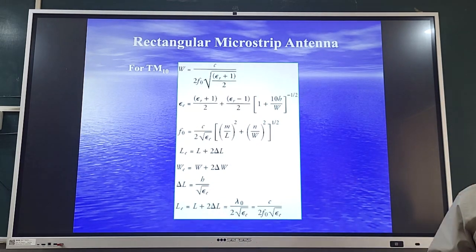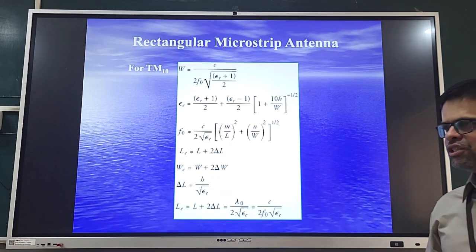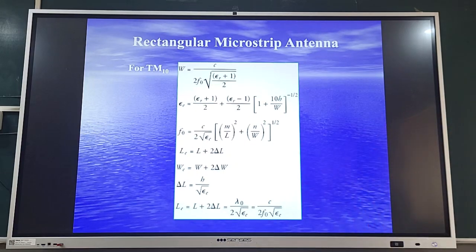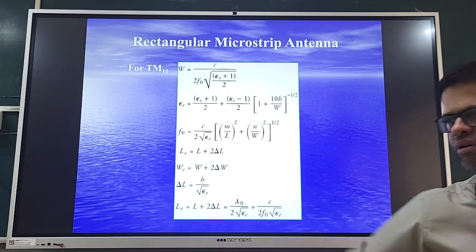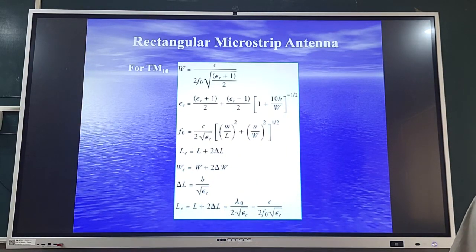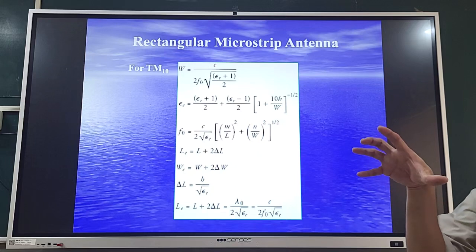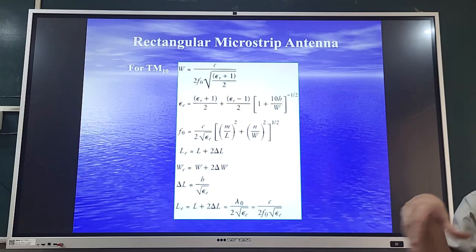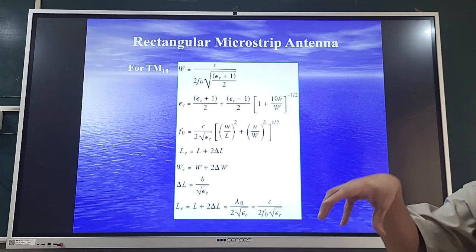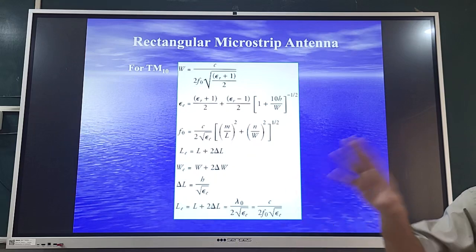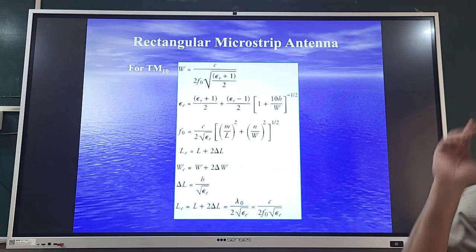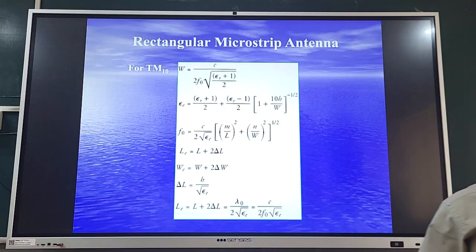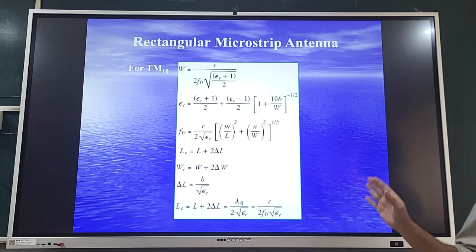And when you design a rectangular patch antenna using this iterative procedure, you are very close. When you simulate that using IE3D, CST or whatever software, and when you fabricate it, your frequency of operation, what you aspire for, will be as per the value which you design. So 900 MHz, maybe 920 or 880, you will get as the design value. That much close this procedure is.